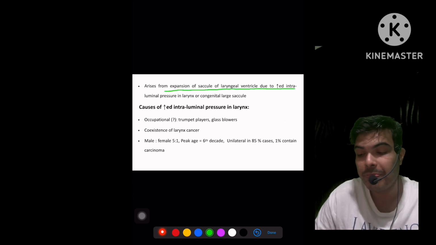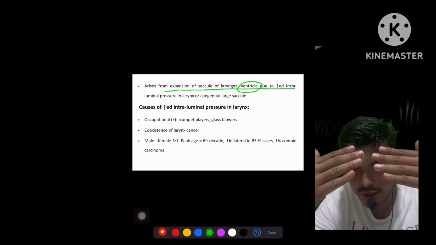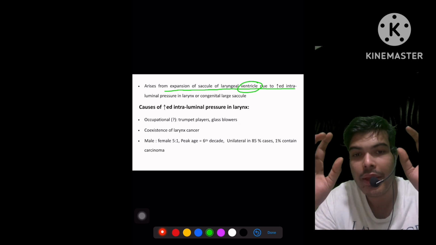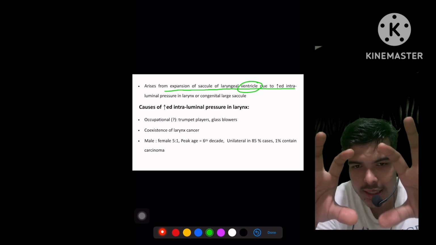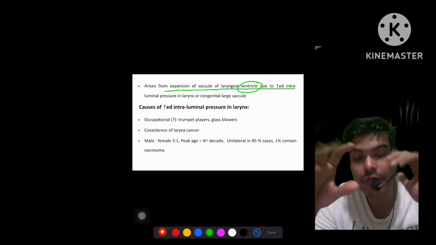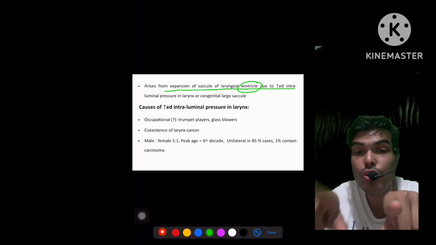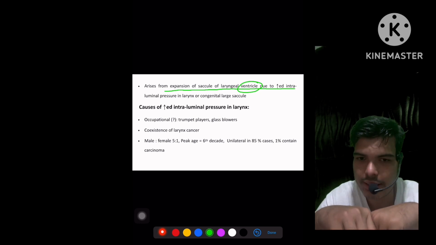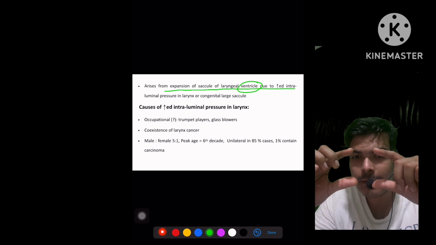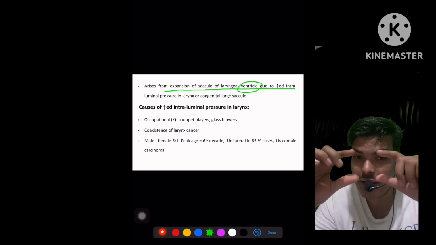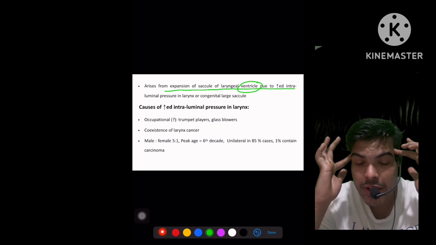Okay, first of all, what do you have? You have a space. That space is known as the laryngeal inlet. Then you have the supraglottis, right? The supraglottic area is known as the vestibule. The area between the true vocal cords is known as rima glottidis. In between the true vocal cord and the false vocal cord, it is known as the ventricle. In between the false vocal cords, it is known as rima vestibuli.